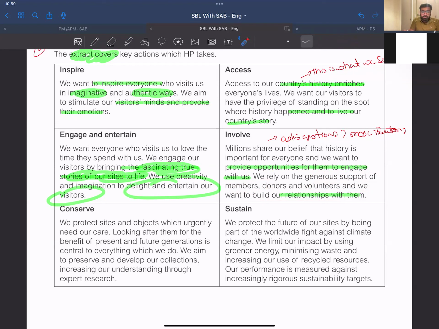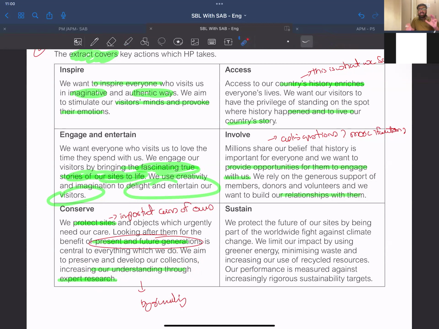Then we have conserve. Now, what's that? Sites protection. That's important. This is one of the important aims of ours, right? So, looking after them for the benefit of present and future generations is central to everything which we do. We aim to preserve and develop our collections, increasing our understanding through expert research, right? So, how do we conserve? By researching. Why do we conserve? To provide benefits to future generations.